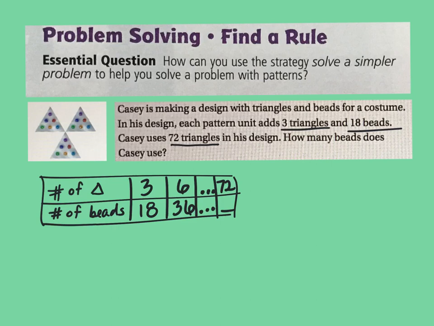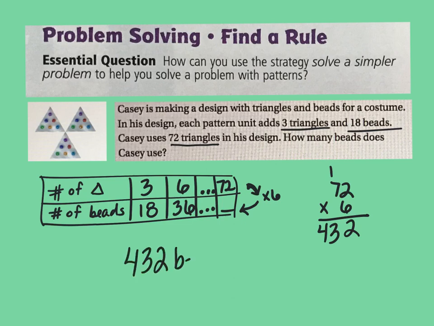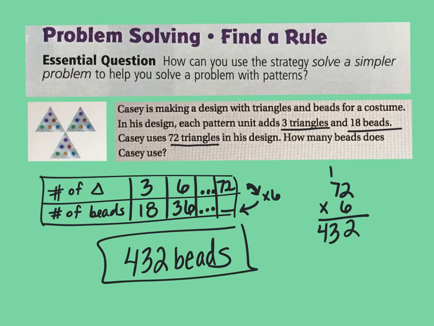Well, the rule that we notice from this table is we're going to multiply the number of triangles by 6 to get the number of beads. So my simpler problem is 72 multiplied by 6. This will give me the number of beads. All right, so my final answer is 432 beads will be used when Casey uses 72 triangles in his design.